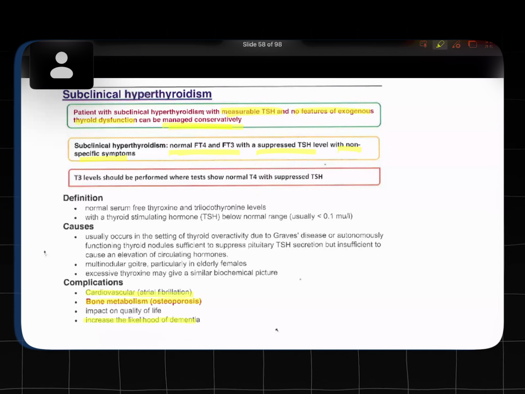Increased likelihood of dementia. When does it usually occur? Usually in the setting of thyroid overactivity due to Graves' disease or autonomously functioning thyroid nodules. That is the usual case where you diagnose active hyperthyroidism. There also the patient may have subclinical hyperthyroidism, where TSH level will be suppressed, T3, T4 will be normal, but patients will not have too many clinical features.